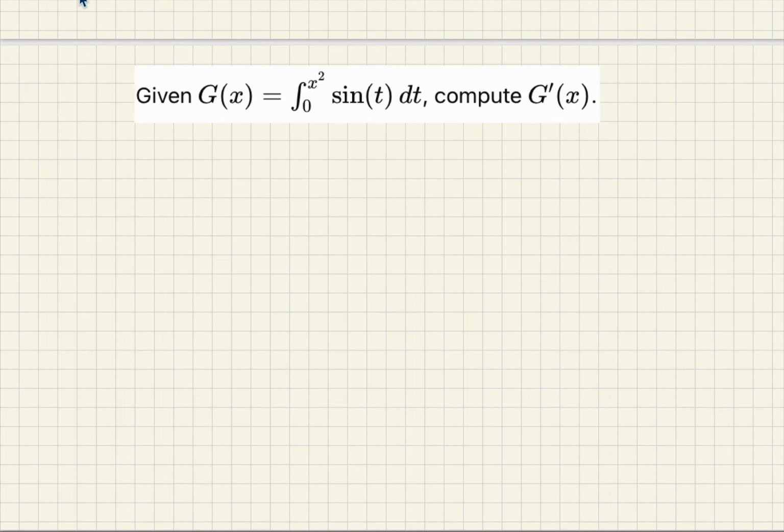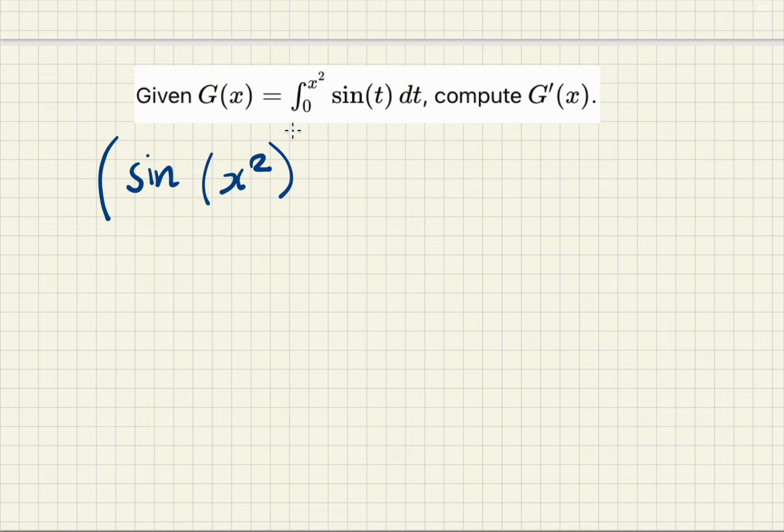And so in this question, we have the equation sine of t dt from 0 to x squared. And so since you have an integral with the upper bound that has a variable of x, we can use the second part of the Fundamental Theorem of Calculus. And so to find the derivative of this integral, we simply need to replace the variable inside the integral, which is t in this case, with the upper bound. So we replace t with x squared.